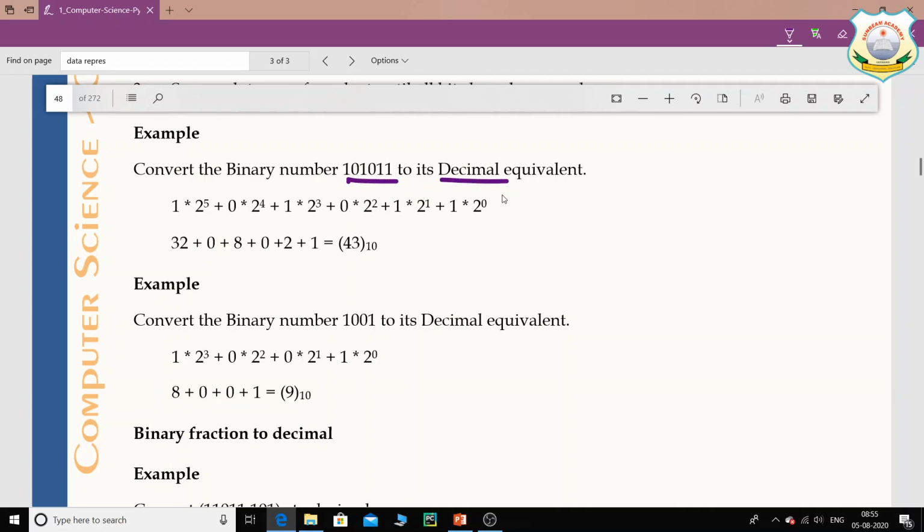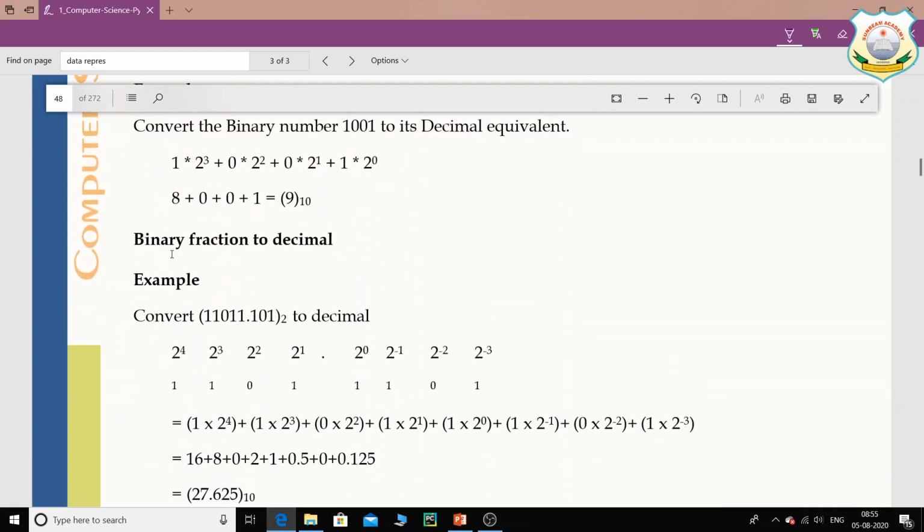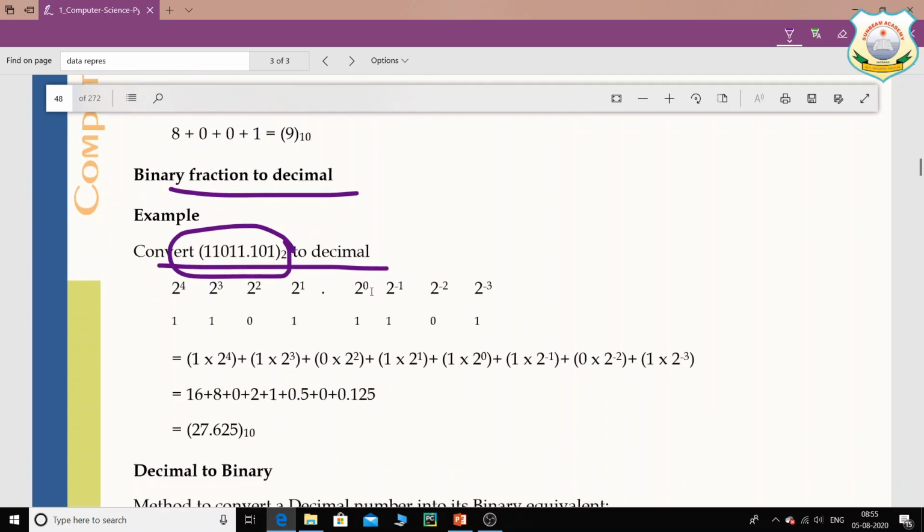So same procedure, there is no decimal point over here. Since there is no decimal point, I am going to straight away start from the right hand side. 1 into 2 raised to 0, 1 into 2 raised to 1, and so on, 0 into 2 raised to minus 2, and do the calculation. And if this were a fractional number, so now you can see this is fractional binary to decimal. What procedure are we going to follow? The decimal point is over here. As I said, this is a printing mistake. So this is the number, you can see.